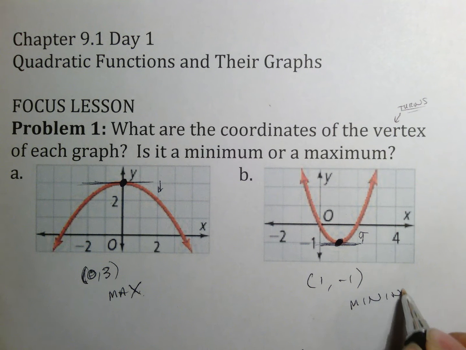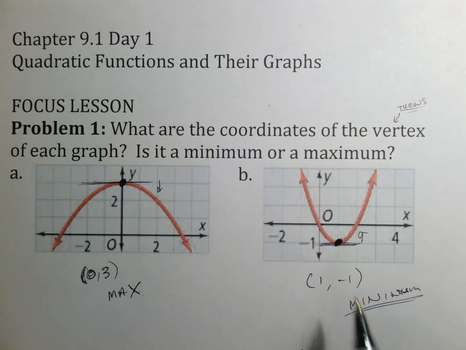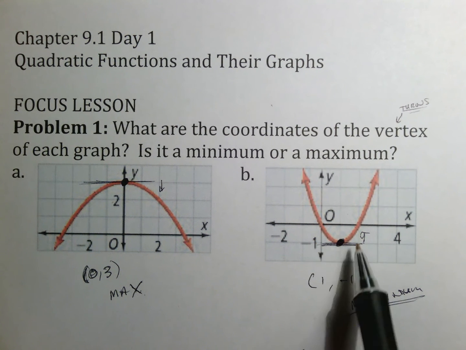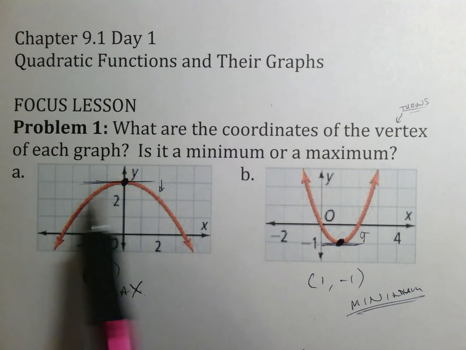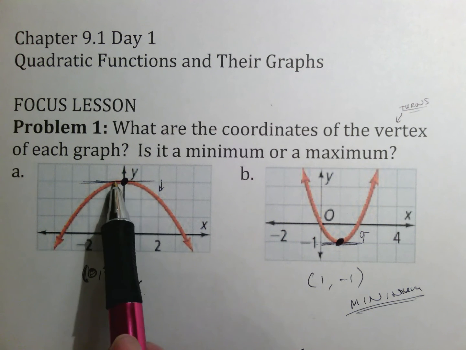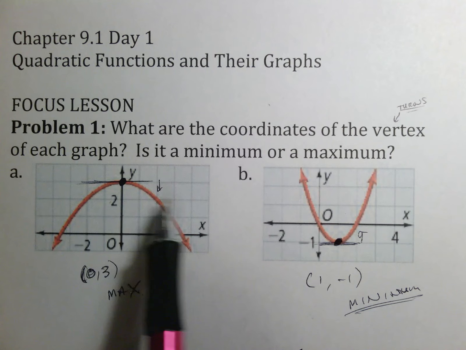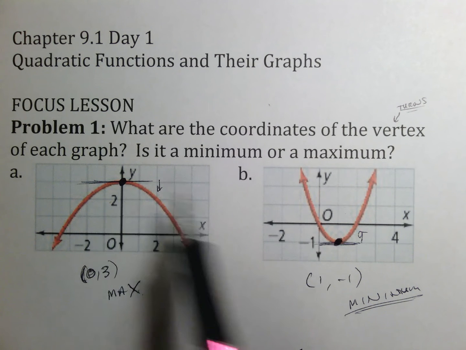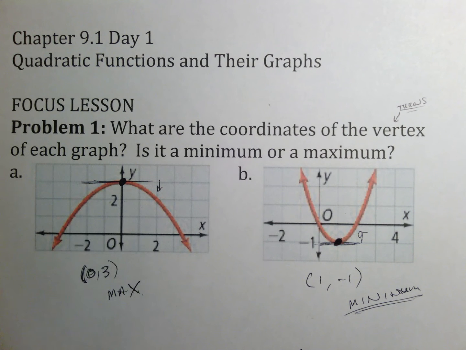Which means that this would be a minimum. Because this is a low point, it's a minimum. Because this is a high point, it's a maximum. And the vertex is the point where it turns. That's part number 1 that you have to have down by the time you leave today.